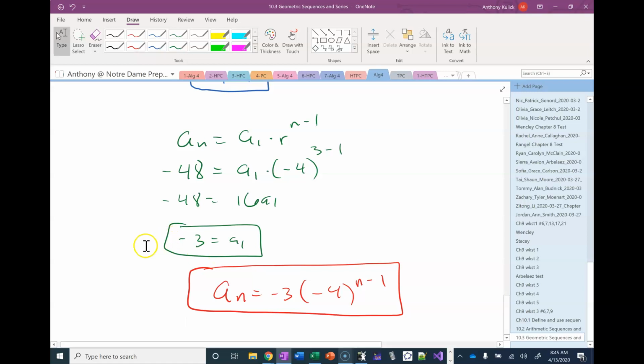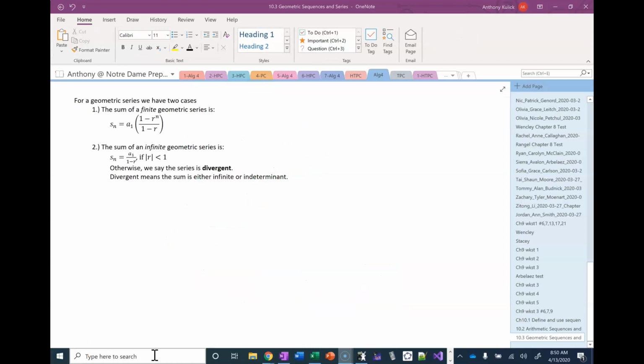Next up, we're going to talk about geometric series. For a geometric series, there are two situations that we have to consider. We have finite geometric series, and we have infinite geometric series. Unlike the arithmetic series, where all the infinite series were either positive infinity or negative infinity, essentially divergent, some of the infinite geometric series are calculable.